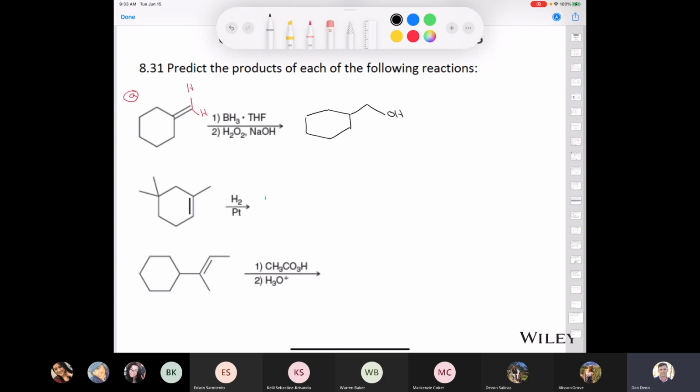Now, it is a Syn addition, but there's no stereocenters. So no stereocenter, so I don't have to worry about that. Okay, no stereocenters here. In the next one, I'm doing a hydrogenation reaction. My question to you is, will the hydrogenation occur via Syn addition of the hydrogens or anti-addition of the hydrogens? Would the hydrogens be added to the same face of the molecule or the opposite faces of the molecule?